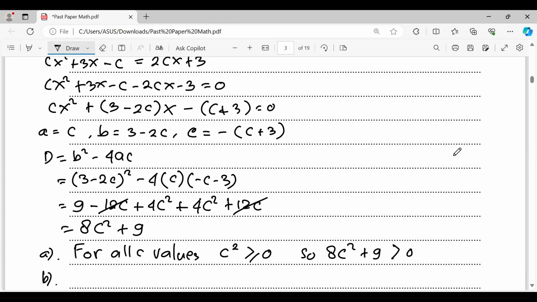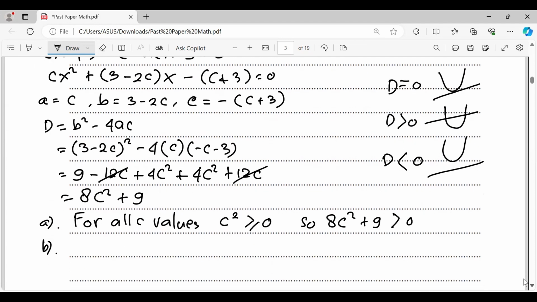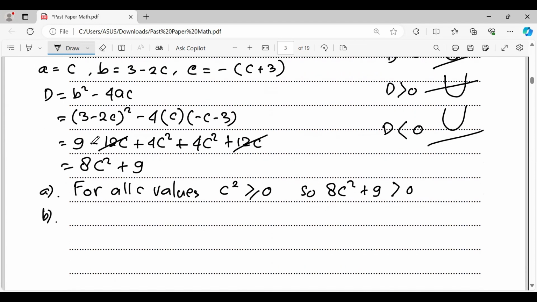like this. Yeah, if only one, okay, just touch. If greater than one, if less than, like this. Yeah. If d equals 0, if d is less than 0. So B, the statement is correct.